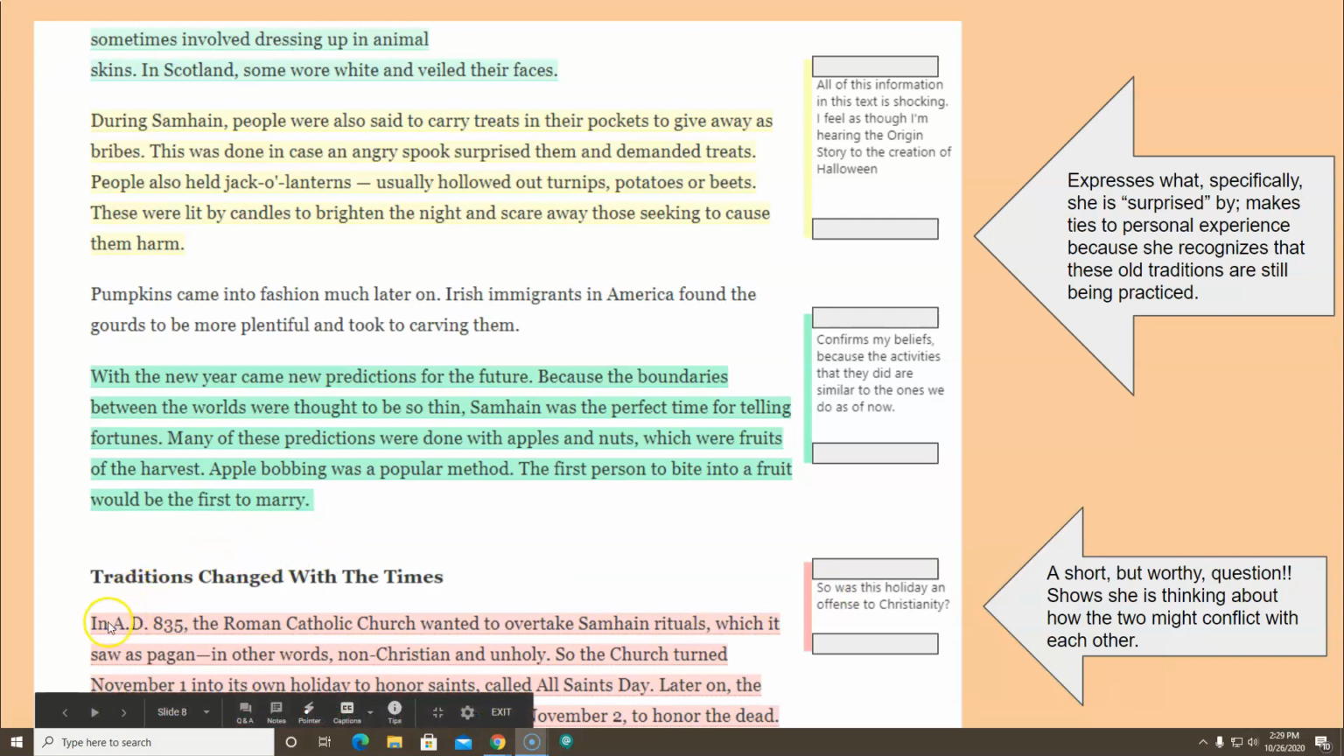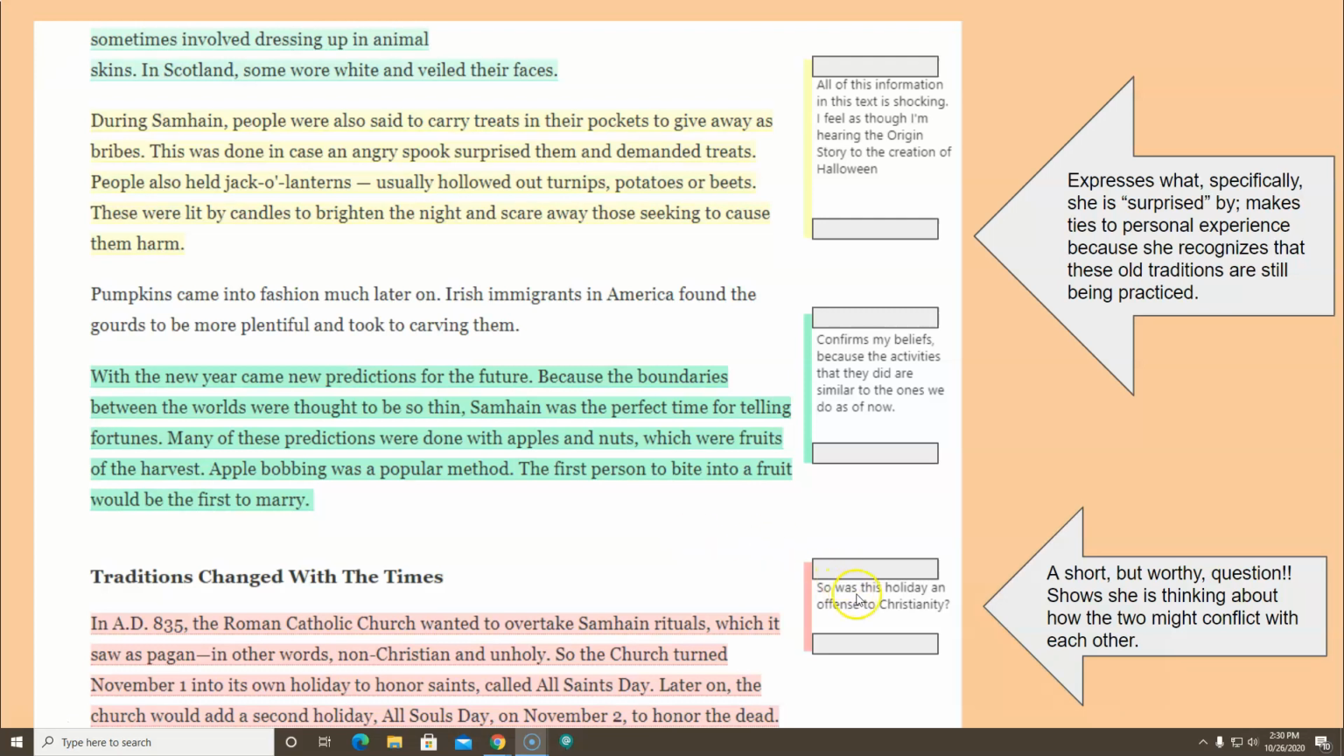So she highlighted where it says in AD 835, the Roman Catholic Church wanted to take over the Samhain rituals, which it saw as pagan. In other words, non-Christian and unholy. So the church turned November 1 into its own holiday to honor saints called All Saints' Day. Later on, the church would add a second holiday, All Souls' Day, on November 2 to honor the dead.